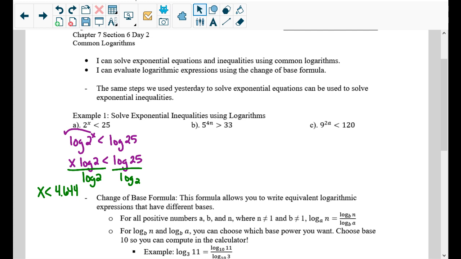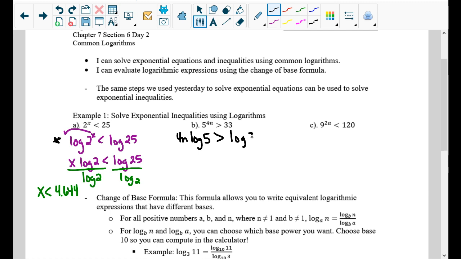Example B, same idea, we have a little bit more now with a term instead of just a variable. In this first step, I rewrote it just as it is. I'm going to skip to this second step now, where I'm putting the exponent out front, 4n log 5 greater than log 33. Again, now what am I dividing by? To get this variable by itself, we're going to divide by log 5.